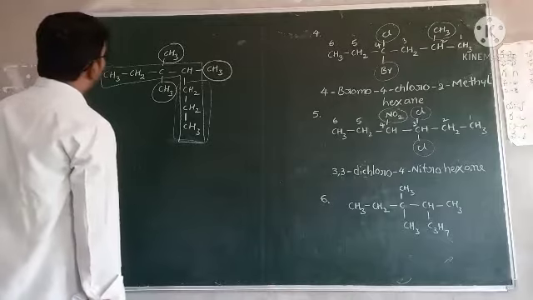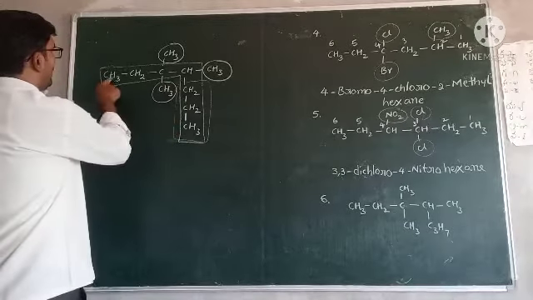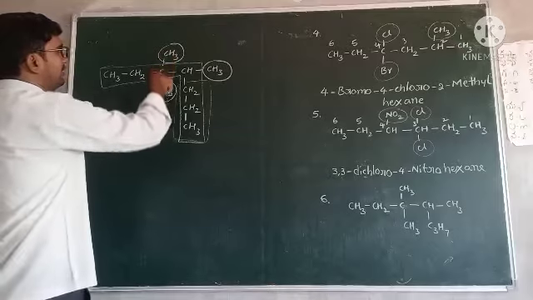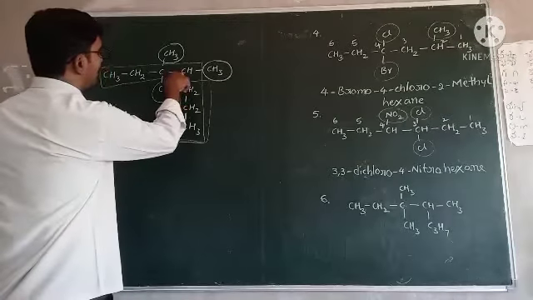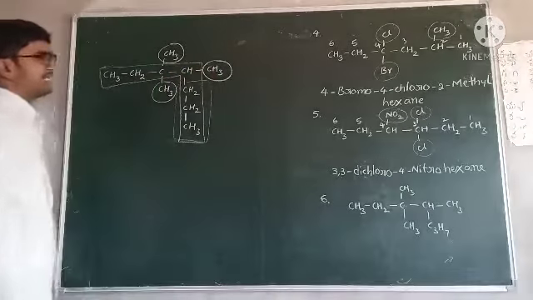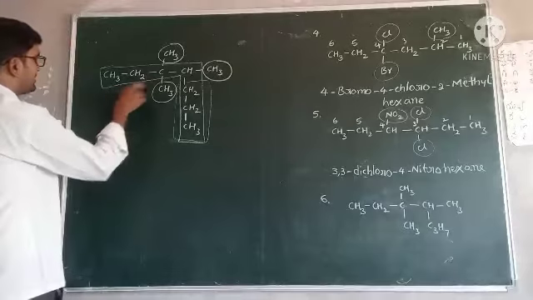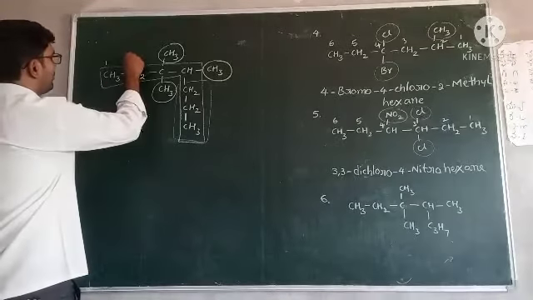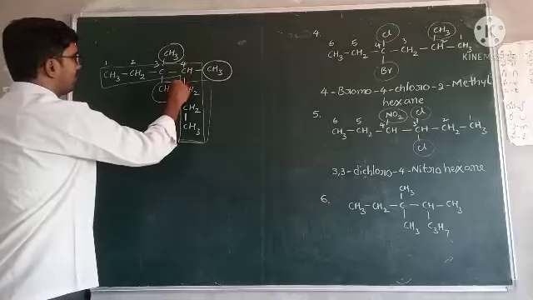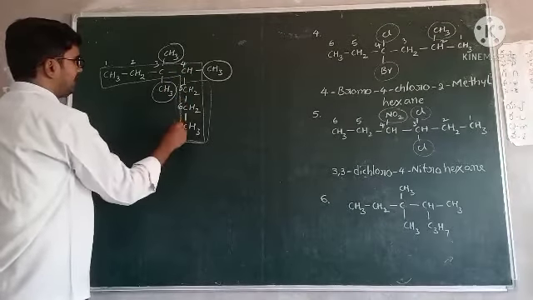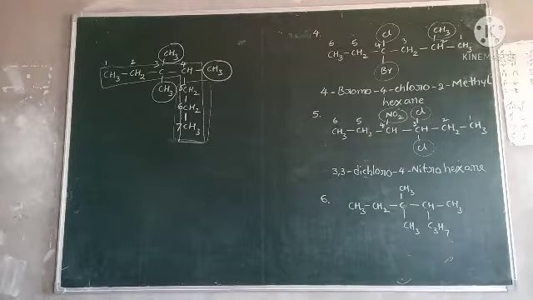Okay. Now to give the numbering, check from both sides. 1, 2, 3. At third carbon, these methyl groups are attached. 1, 2, 3, 4. At fourth carbon, this methyl group is attached. So which one gives the lowest number means from this side. So give numbering 1, 2, 3, 4, 5, 6, 7. Okay, right. Numbering also completed.